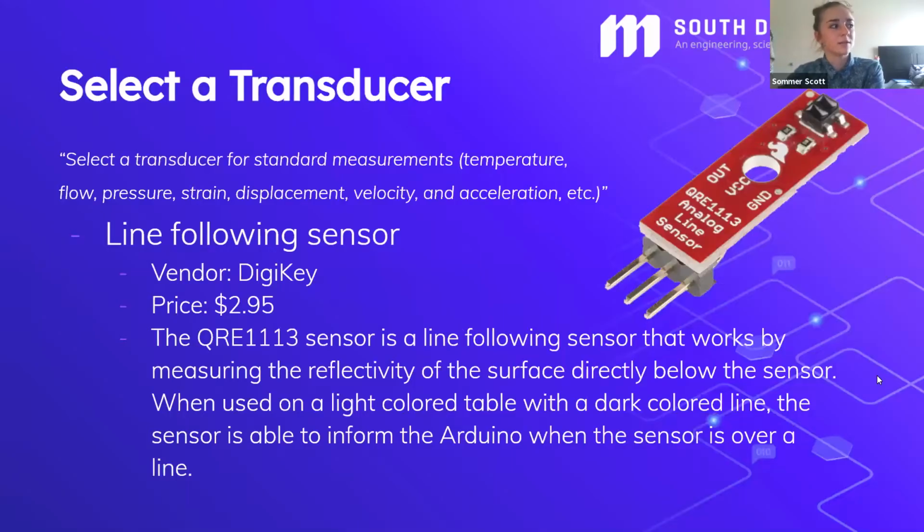We had to select a transducer as part of this class. We chose to use the line following sensors used in lab to avoid purchasing extra parts. The line following sensor was purchased from DigiKey, and it works by measuring the reflectivity of the surface directly below the sensor. This allows the robot to tell if it is on the dark colored line or if it is off the line on the white colored floor.